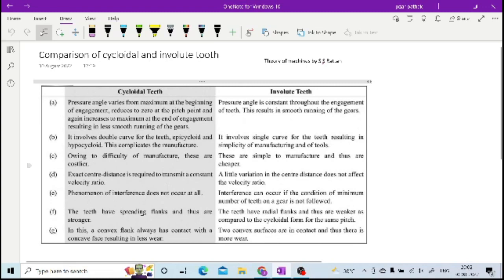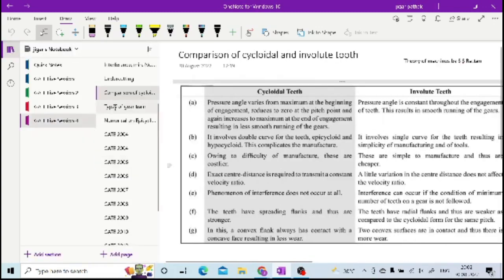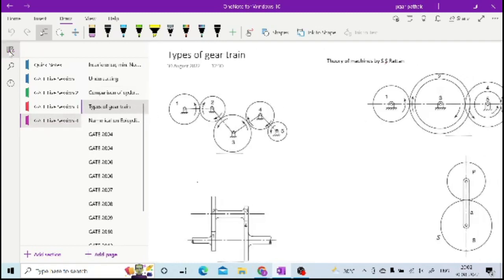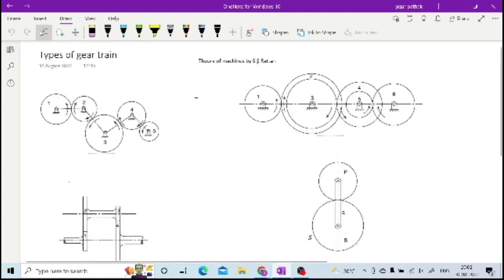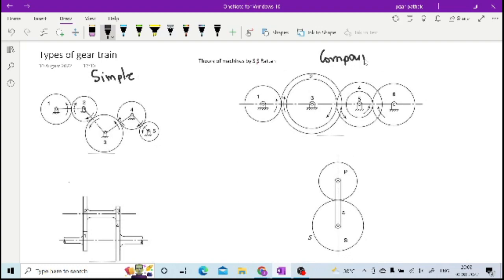So this is how you are having these differences between the cycloidal and involute teeth, right? So once you have these different terminologies and different important aspects of gear, then we can go to the types of gear train. So types of gear trains are: you are having the simple gear train, then the compound gear train, then the reverted gear train, and then the epicyclic gear train.